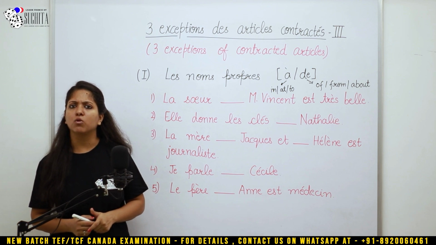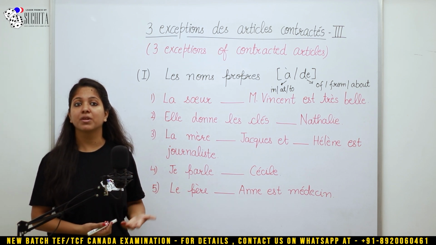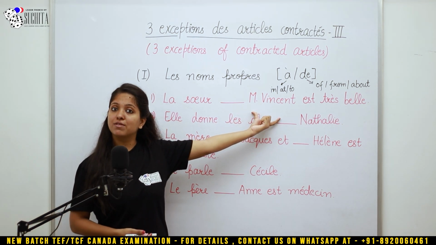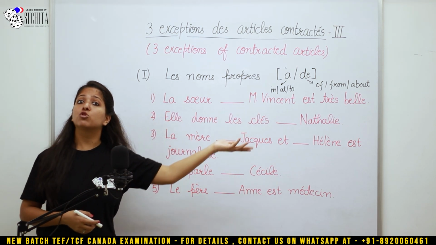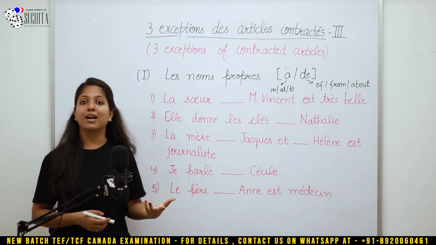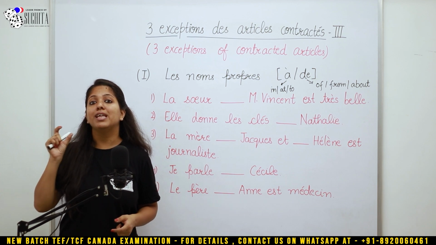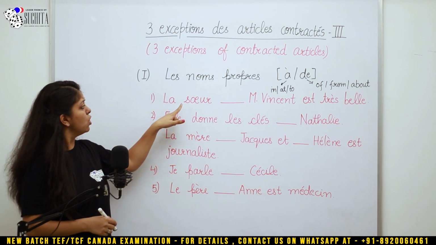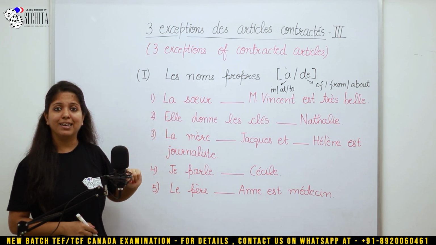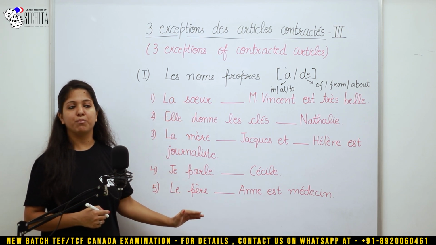Now what are proper nouns? Proper nouns are wherein you are specifically referring to a person. Like for example, Monsieur Vincent. Like for example, Suchita. Like for example, Natalie. Like for example, Jacques. When you have a proper noun, you're referring to somebody whose name is written. So, what do you do exactly there? We'll understand it by certain examples.